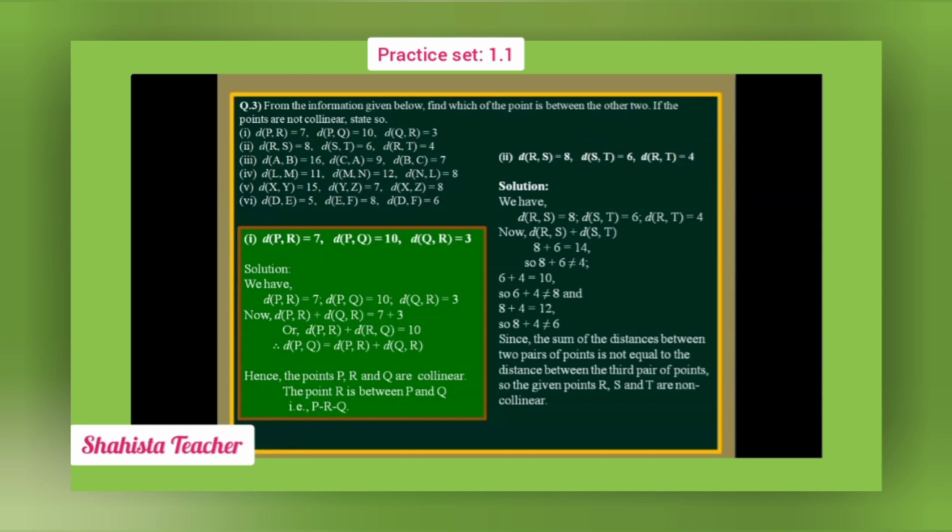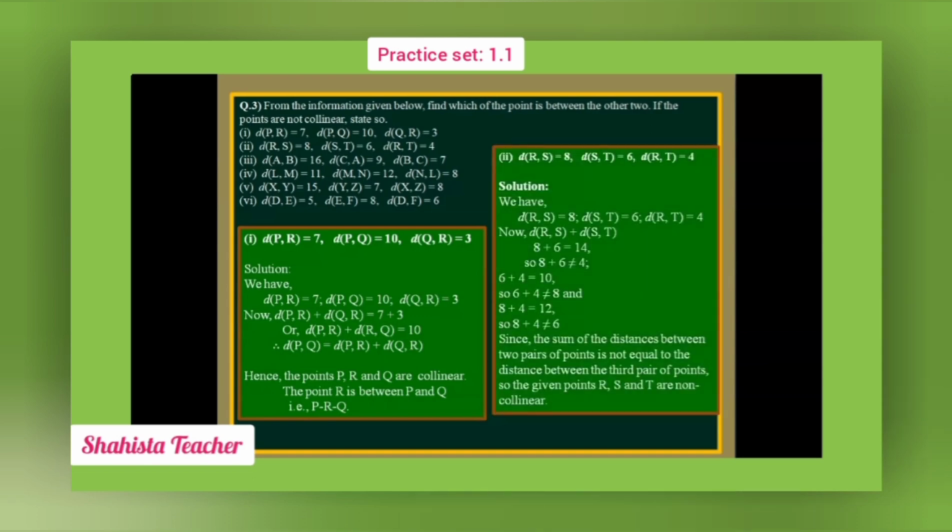So since the sum of the distances between two pairs of points is not equal to the distance between the third pair of points, the given points R, S and T are non-collinear. So sub question 2 is non-collinear. Why? Because after adding, they are not equal. That means they do not lie on the same line. So this is not collinear.